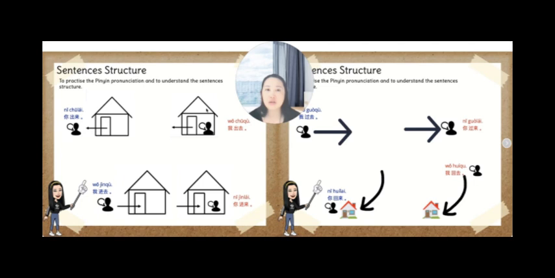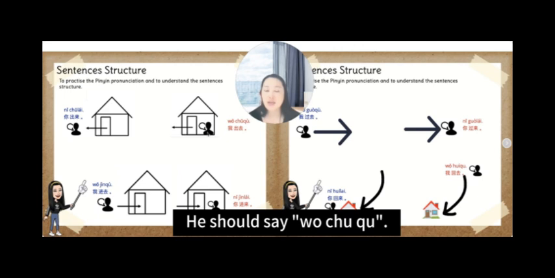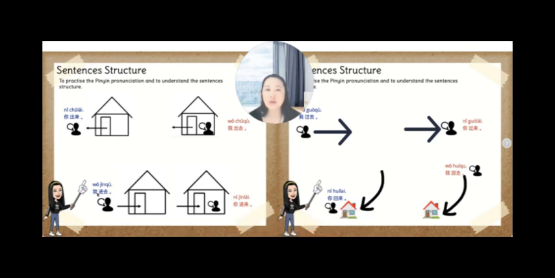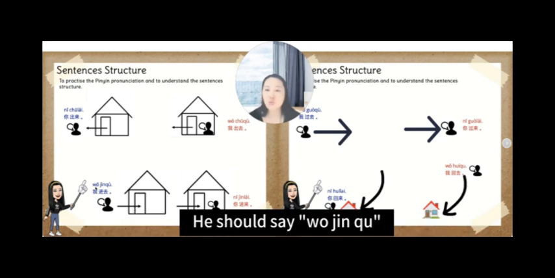Okay, so let's look at the top right picture. In this picture, the speaker is inside of the house, right? And he himself wants to move towards the outside, away from the house. Then he says, 我出去. I go out. Okay, this one, the bottom left corner. So now, the speaker is standing outside of the house and he wants to move inside the house. He himself wants to move inside the house. He says, 我进去.